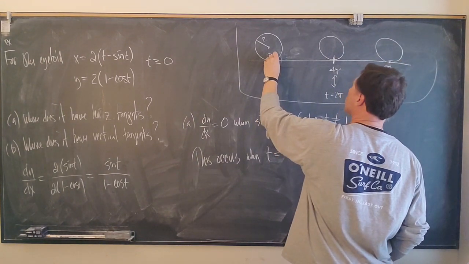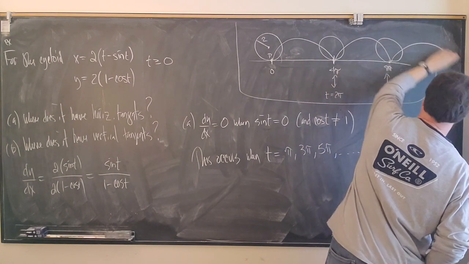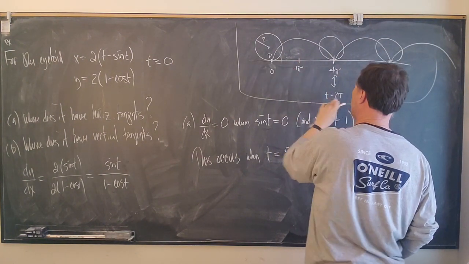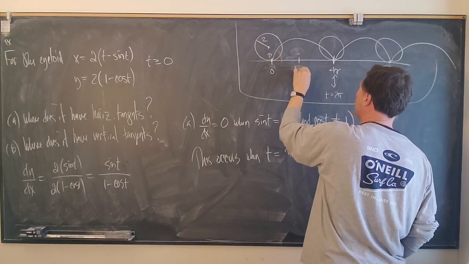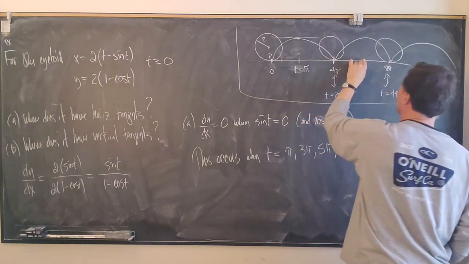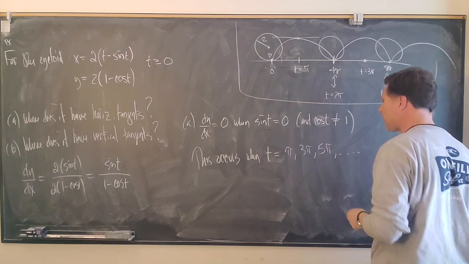Let me draw the cycloid now. Right? The first one is at pi. Remember, this corresponds to t. I should mark this as t equals pi. So there's our first horizontal tangent. The next one would be at t equals 3 pi, 5 pi, and so on.